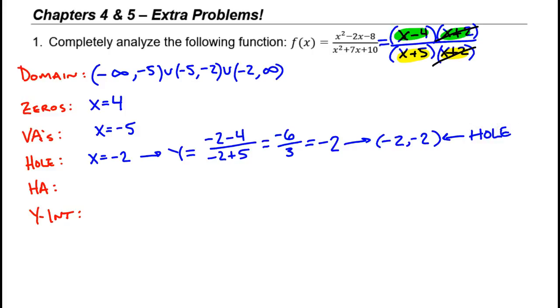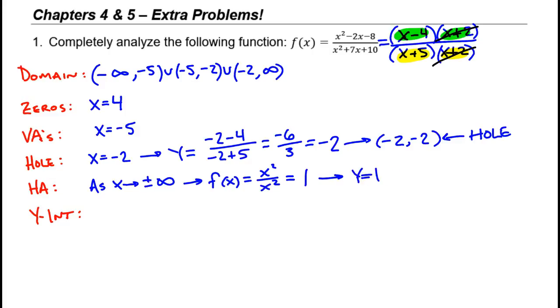In order to identify our horizontal asymptote, we have to look at the end behavior of the function. And that means we have to look at what happens as x approaches positive and negative infinity. Well, as x approaches positive and negative infinity, f of x approaches x squared over x squared, and that approaches 1. So our horizontal asymptote is the line y equals 1.